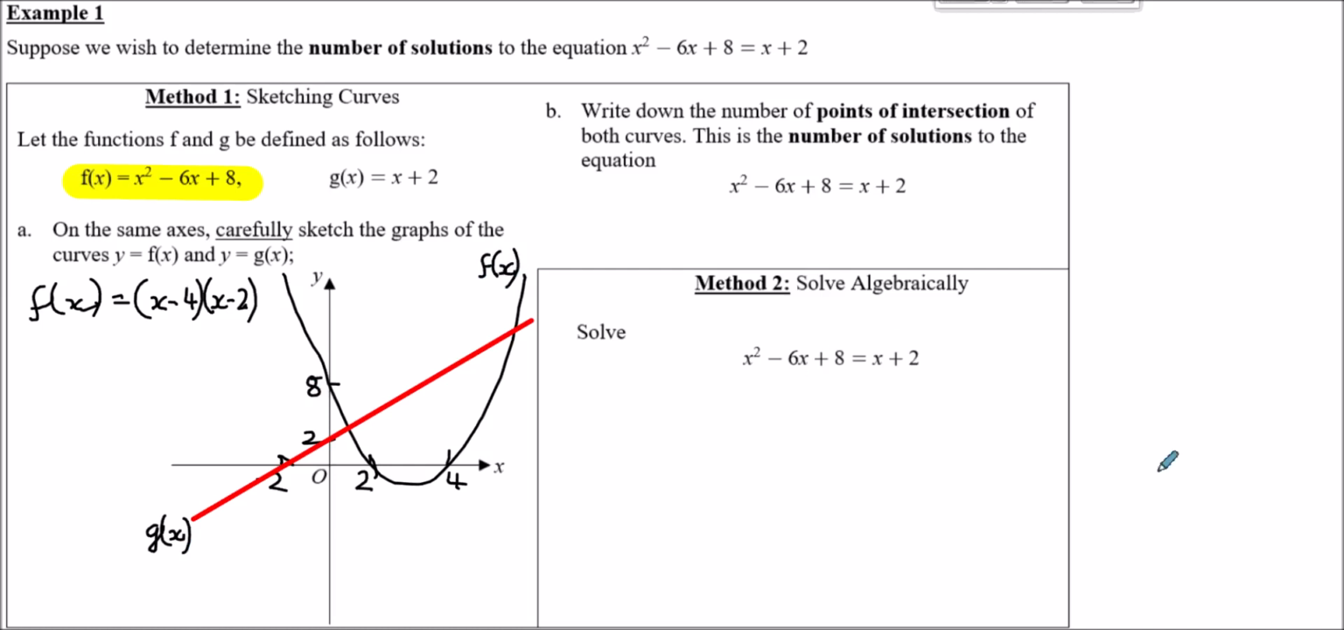For part B, we're asked to work out how many points of intersection these curves have, the curve and the line, and that's also the number of solutions to this. And so we can see here, in terms of the number of points of intersection, that there's 2. We have 2 points of intersection. We have this one over here, and this point here. So we can just write 2 points of intersection, 2 intersections, therefore 2 solutions.